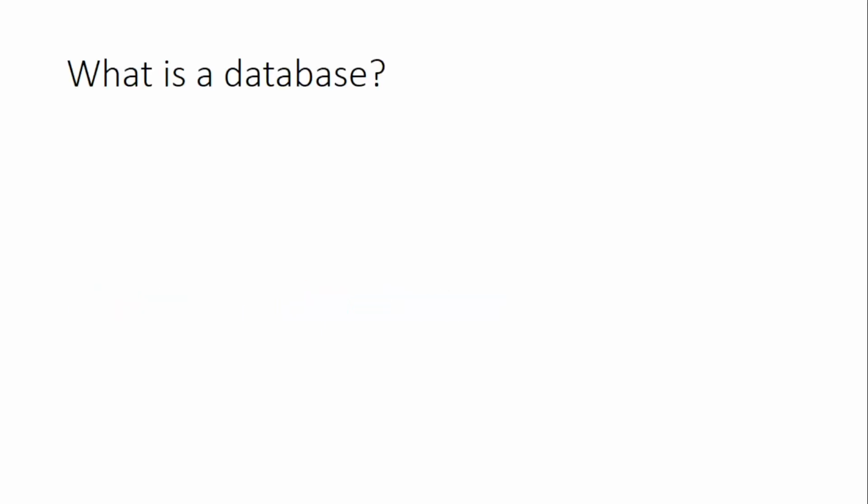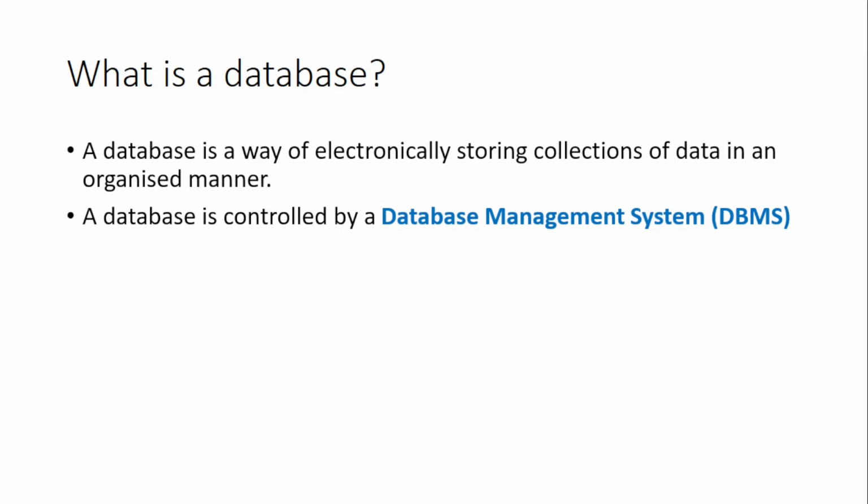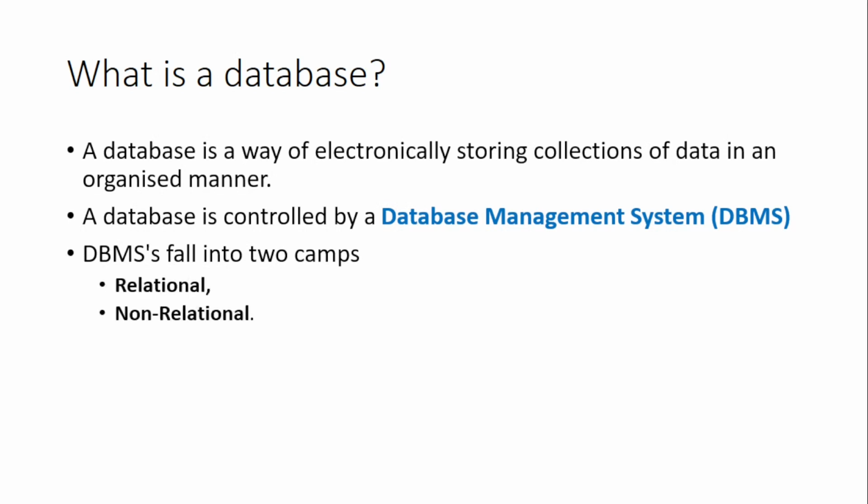So, what is a database? A database is a way of electronically storing collections of data in an organized manner, and it is controlled by a database management system, or DBMS. The DBMS fall into two camps, either relational or non-relational. As this video will be more focused on the relational type of database, that's what we're gonna talk about, but we'll still explain the difference between the two later on.